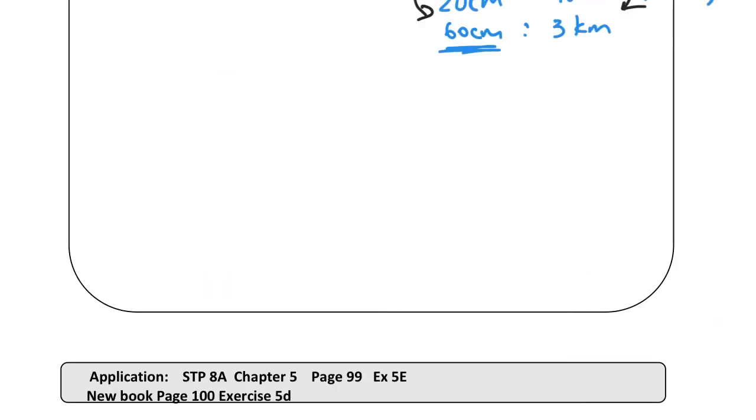And now you should be able to do exercise 5E on page 99 if you're working with the old books, or 5D on page 100 with the new books.